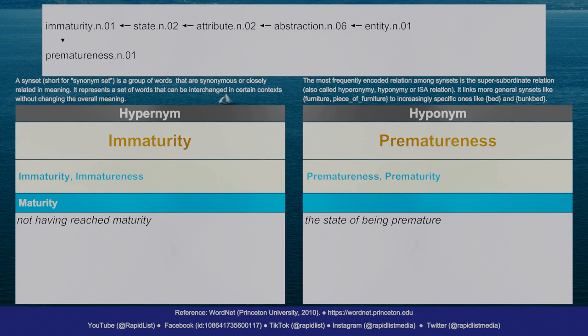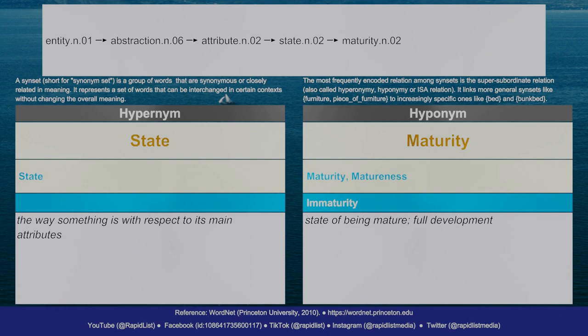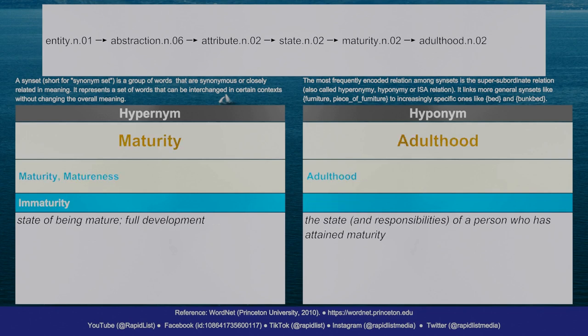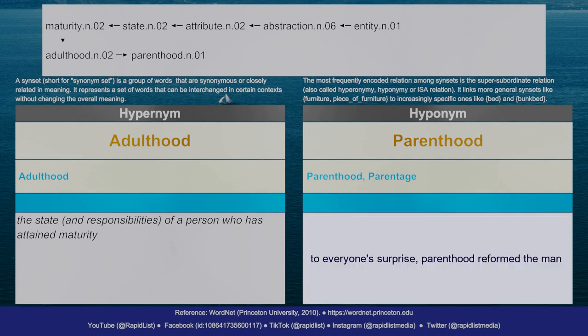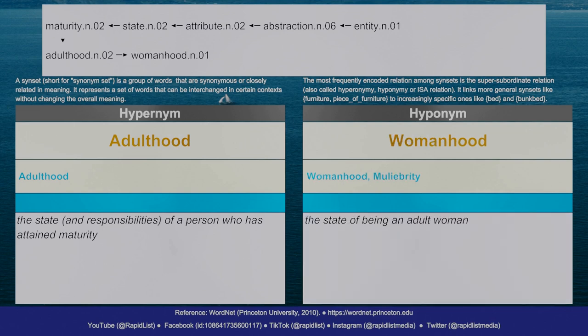Prematureness. The state of being premature. Maturity. State of being mature, full development. Adulthood. The state and responsibilities of a person who has attained maturity. Manhood. The state of being a man, manly qualities. Parenthood. The state of being a parent. To everyone's surprise, parenthood reformed the man. Womanhood. The state of being an adult woman.